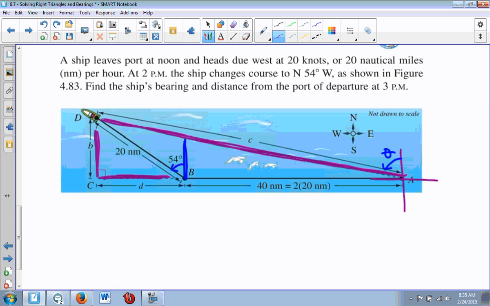Because the overall picture is a large right triangle, if I can figure out those lengths, then I can figure out the distance from the port by just using the Pythagorean theorem. So here's how we're going to figure it out.